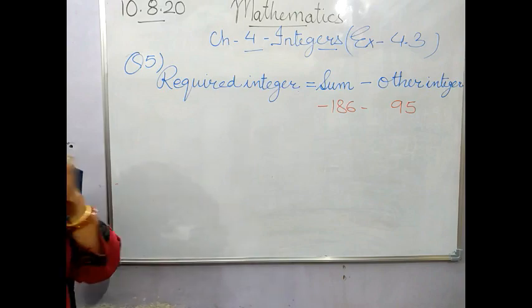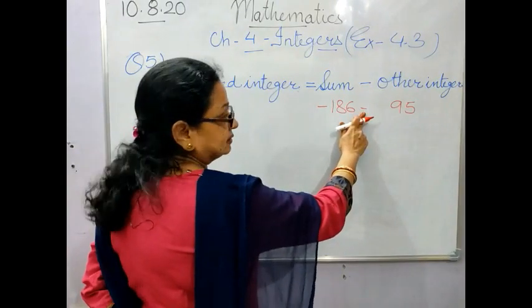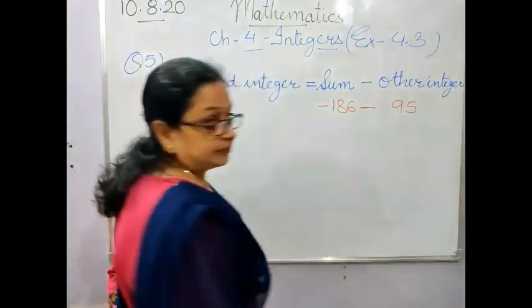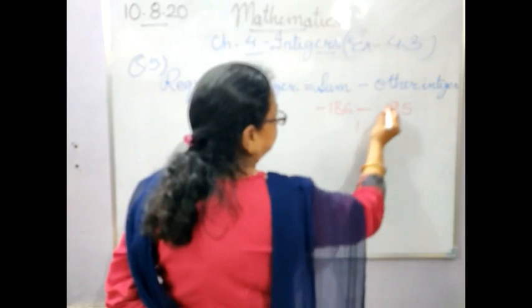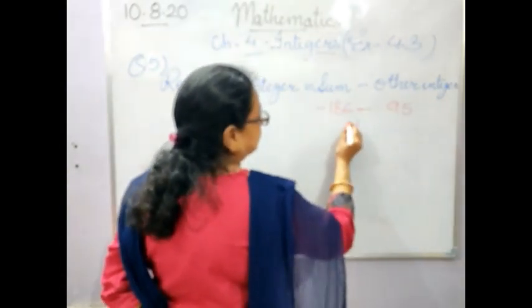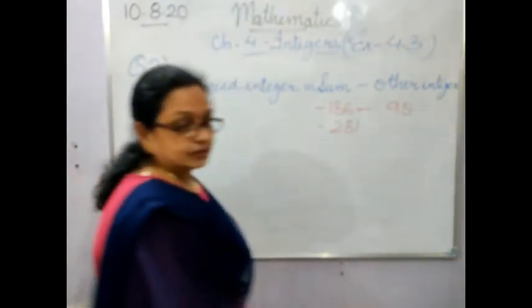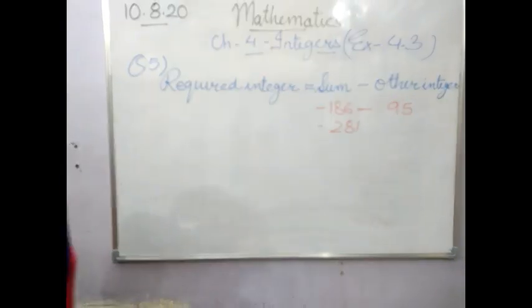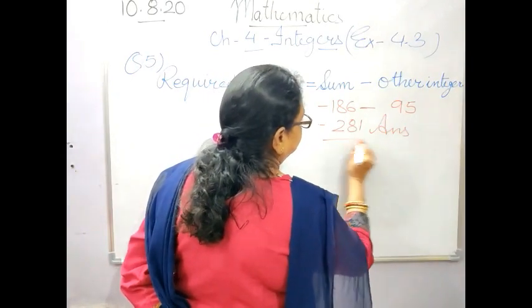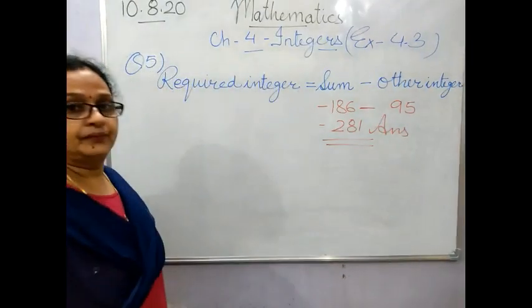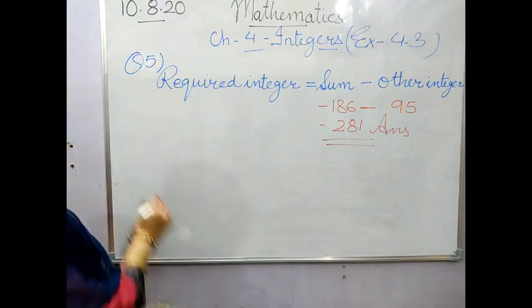So children, see here, this is minus, that means add them. So what will it be? 6 and 5, 11. 9 and 1, 10, and 8 is 18. So 281. That means the other number which we are looking for is the answer. Hope this is clear to everyone. Then question number 6.